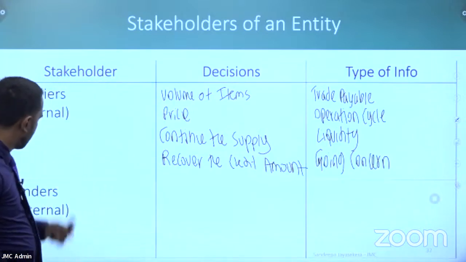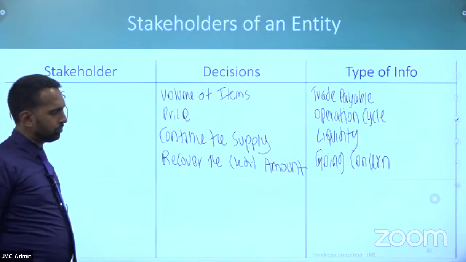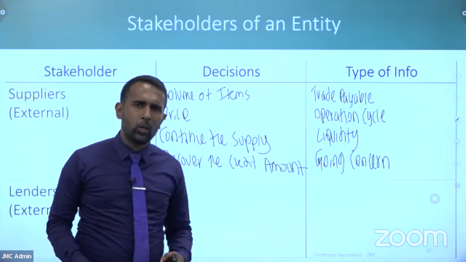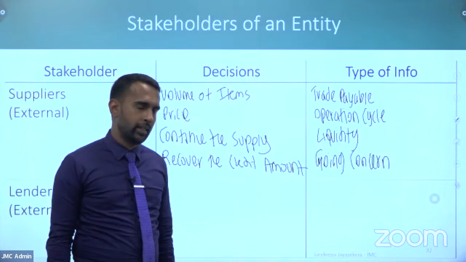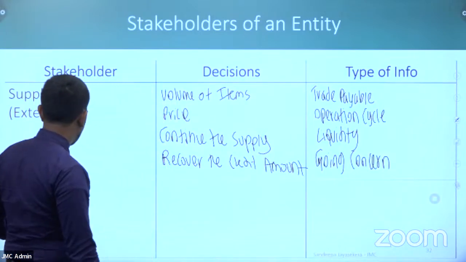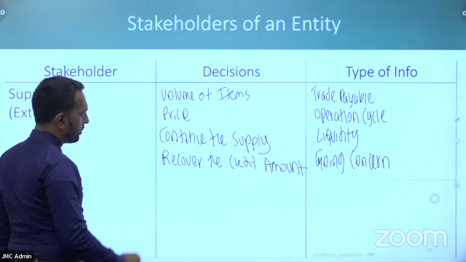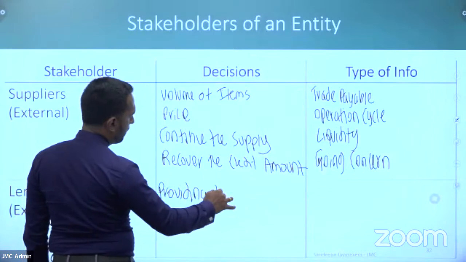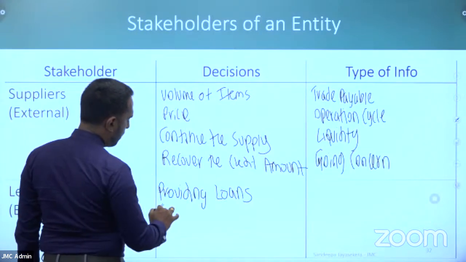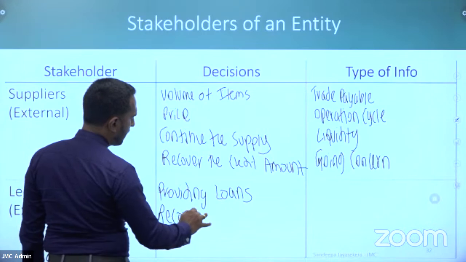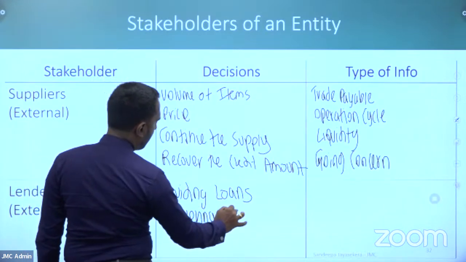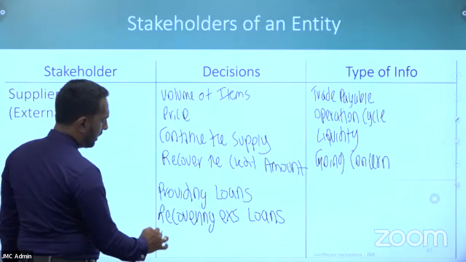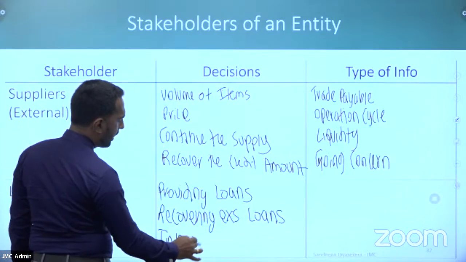Okay, right. Lenders are the people or entities that provide loans. Lenders means those who give loans. So lenders take decisions on providing loans. They make decisions about giving loans. And they have to take decisions about recovering existing loans. How to recover the loans already given? And they have to take decisions about the interest rate.